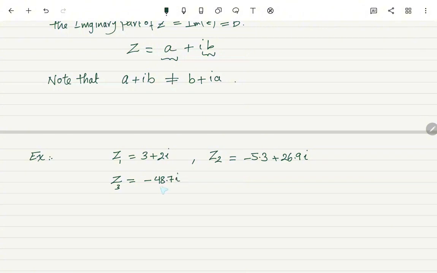Again another example here, z3 equal to minus 48.7i, for instance. In this case here, the real part equal to 0 and the imaginary part equal to minus 48.7. And z4 equal to 100, for instance, and in this case the real part equal to 100 and the imaginary part equal to 0. So from these examples we can state that the real part could be 0, negative, or positive. Same thing for the imaginary part, it could be 0, positive or negative.